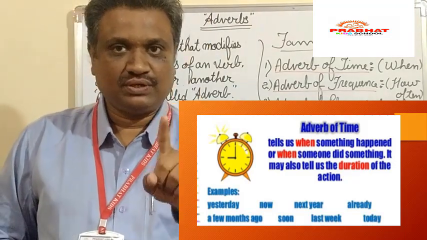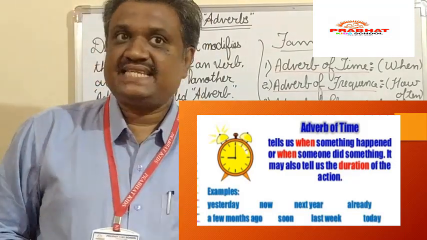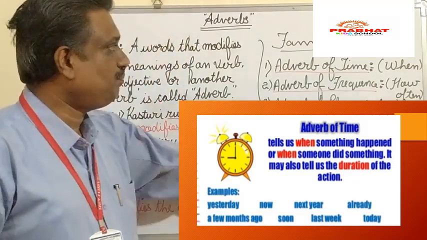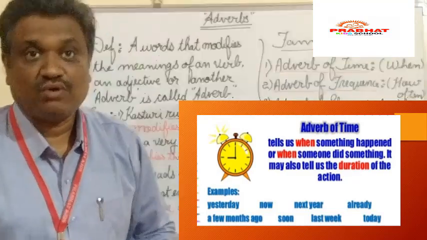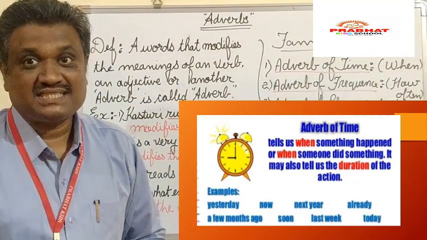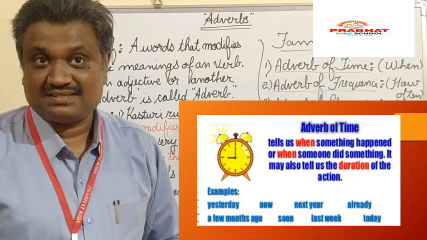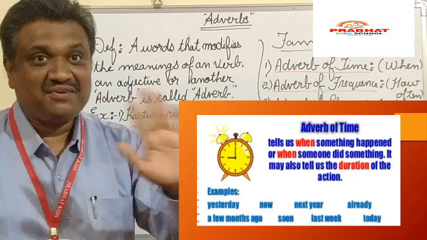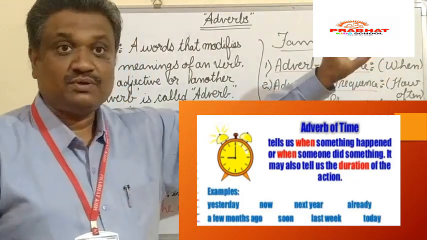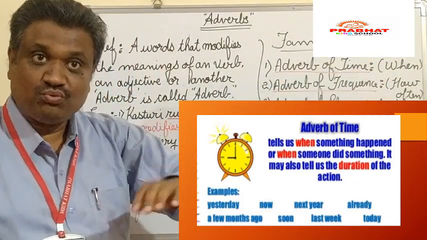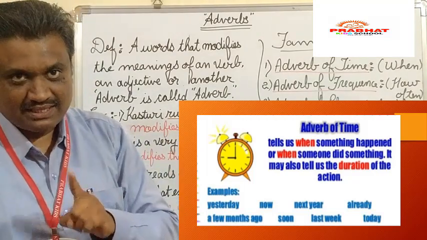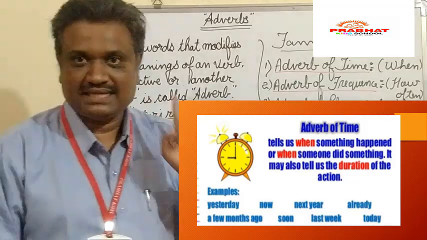Got this? Yes or no? Another example: wasted time never returns. Ask a question with the help of when to this sentence. What answer will you get? Wasted time never returns. When? Never returns. Got this? Keep these words in your mind, because these words act like a key to open the lock of the sentence. Got everybody? Say yes or no? Yes.